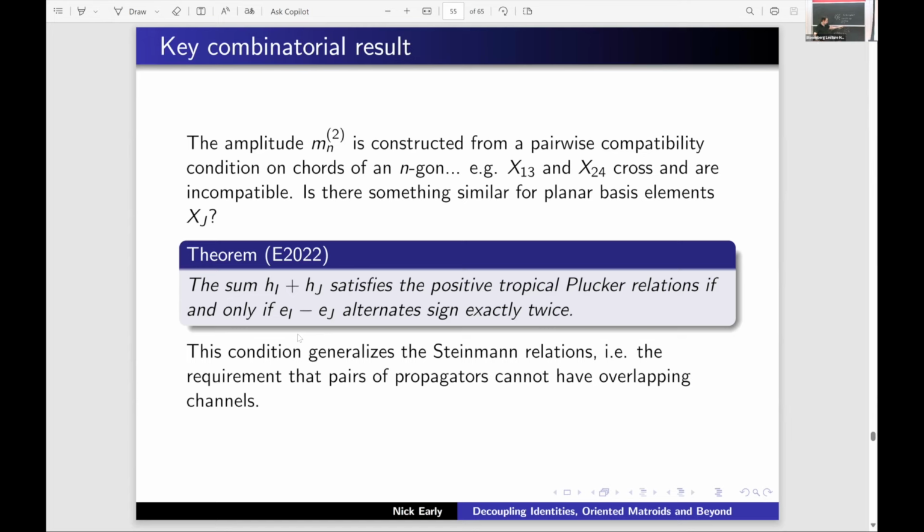Okay, a little bit technical, but it turns out that's exactly what's needed for the generalization. So xi and xj can appear in the same generalized Feynman diagram if and only if E sub i minus E sub j alternates sign exactly twice. So it's pretty simple, actually.